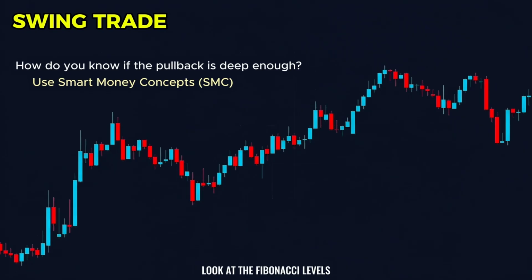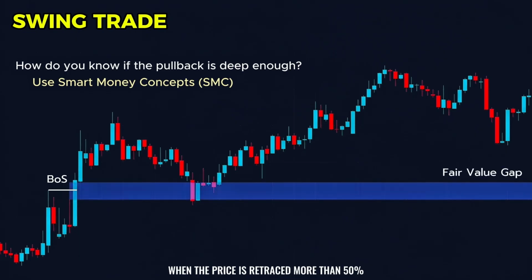Next, look at the Fibonacci levels. These numbers represent the percentage of the price retracement. In most cases, we look for buying opportunities when the price is retraced more than 50%. The reason is simple. When the price pulls back deeply, we have the opportunity to buy at a better price.